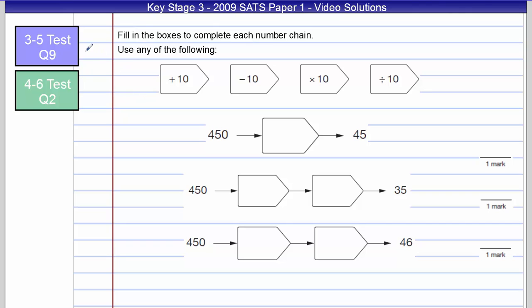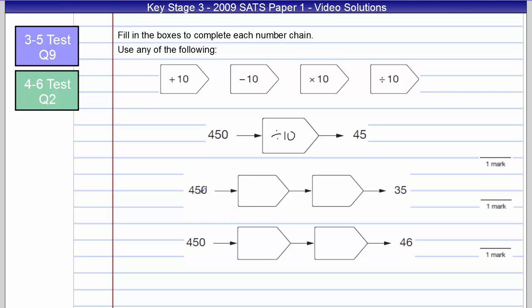Question 9 on the 3-5 test, question 2 on the 4-6 test. Fill in the boxes to complete each number chain. Use any of the following. So we've got add 10, subtract 10, times 10 and divide by 10. We're starting off here with 450 and we need to get to 45. So it's getting smaller, so that should tell you that it's either going to be divide 10 or subtract 10. And if we want to get rid of this 0, well, whenever we divide any whole number with a 0 on the end by 10, it's going to remove that 0.